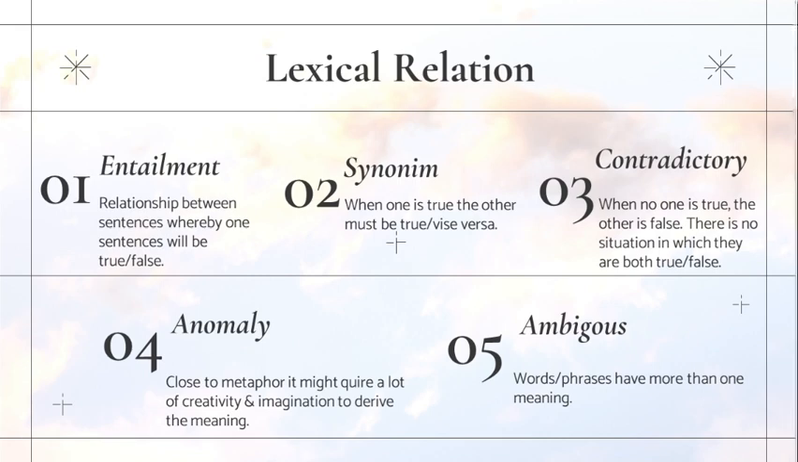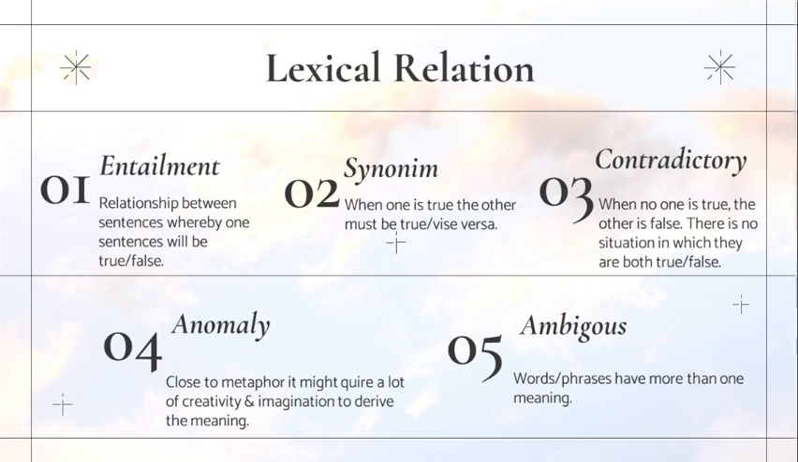For example, everyone passed the examination, and no one failed the examination. And then everyone succeeded in the examination. And then the second, synonym. When one is true, the other must be true, or vice versa.